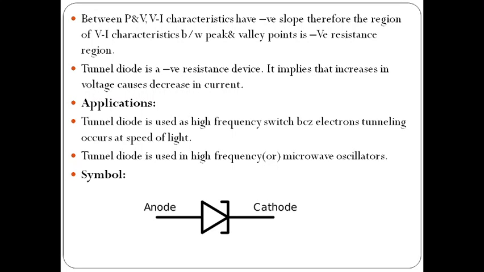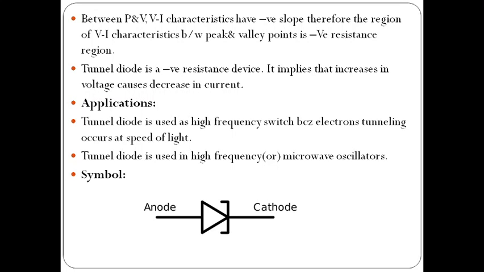So where are we using this tunnel diode? Applications of the tunnel diode. This tunnel diode is used as a high frequency switch because electron tunneling occurs at the speed of light. So here the tunnel diode works with the principle of the tunneling effect. In this, electrons are tunneling with the speed of light, so the switching speed is higher in the tunnel diode. So these kinds of diodes will work in high frequency switches.